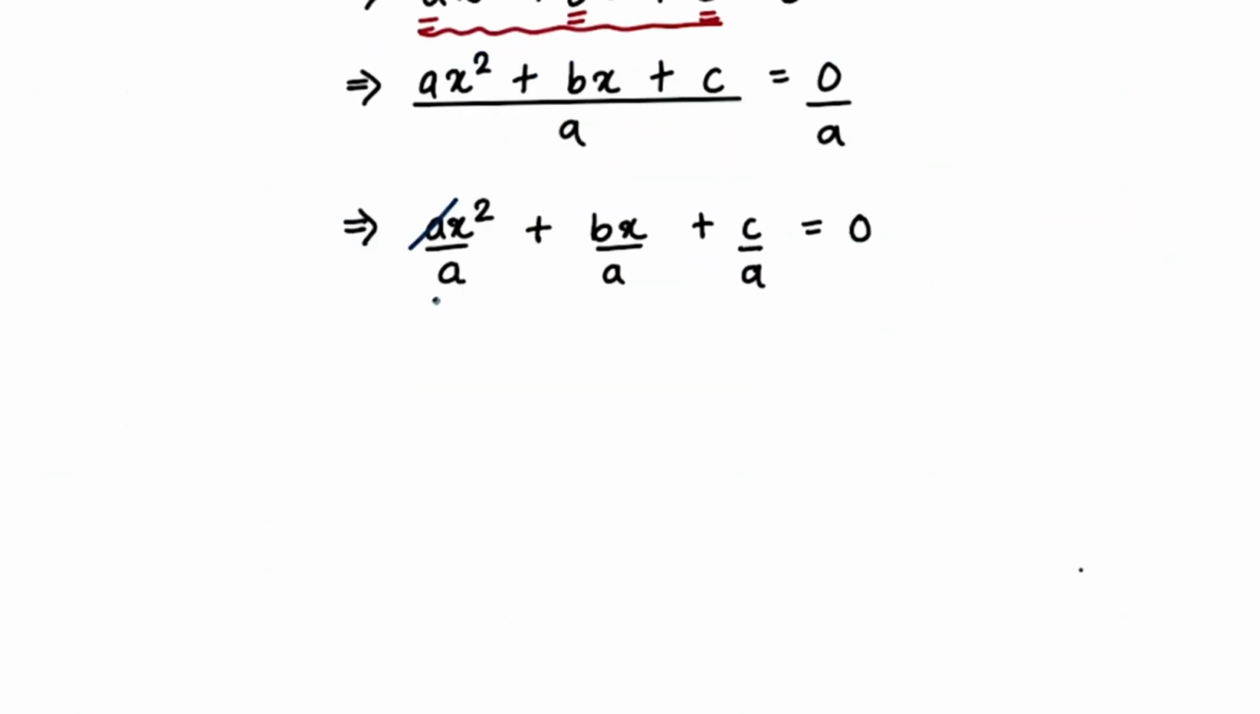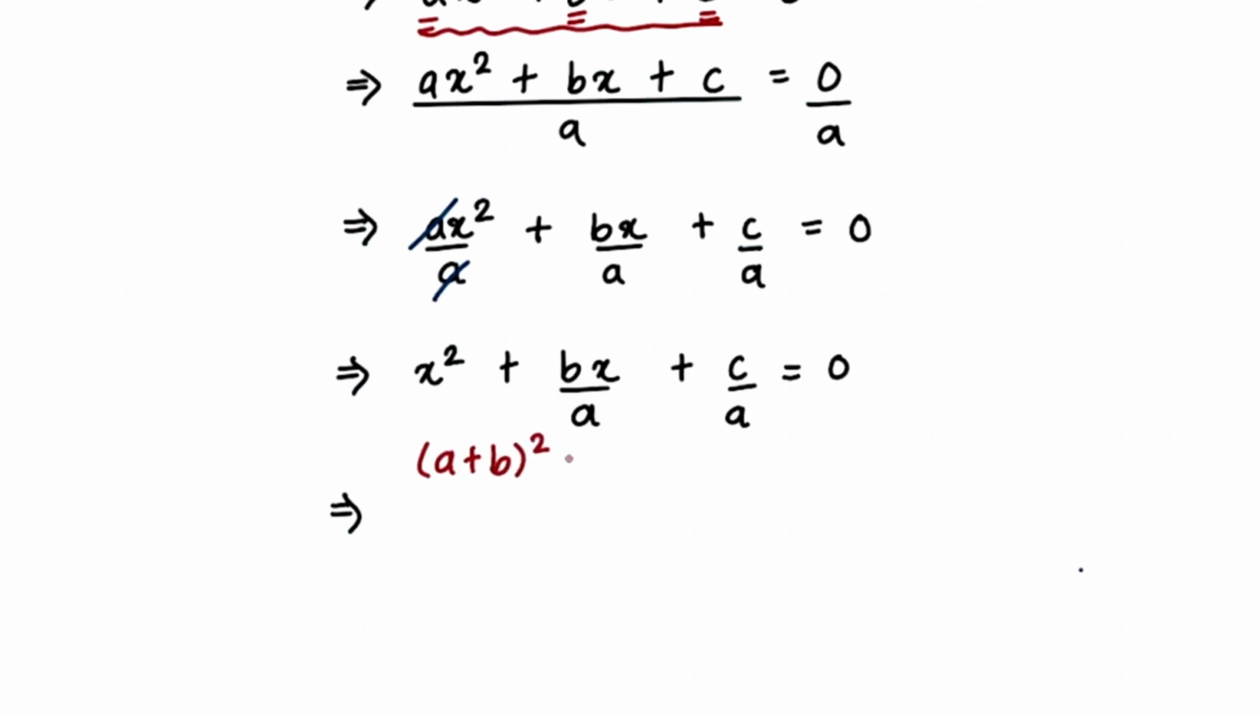Now we can easily cut these two a's and our a disappears, and we get x squared plus bx by a plus c by a equals to 0. Now I'm going to try to change this equation into a plus b whole square. And we know that the formula of a plus b whole square is a square plus 2ab plus b square.